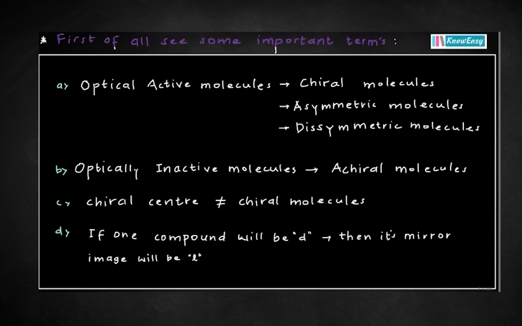If one compound is d, then its mirror image will be l. This means if there is any compound which rotates light in the clockwise direction and is dextrorotatory, then if we take the mirror image of this particular molecule, it will definitely rotate the light in the anti-clockwise direction and will be levorotatory, and we can tell this without doing an experiment. So this is very important.